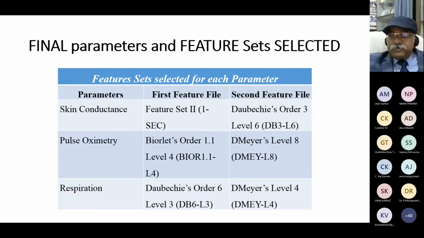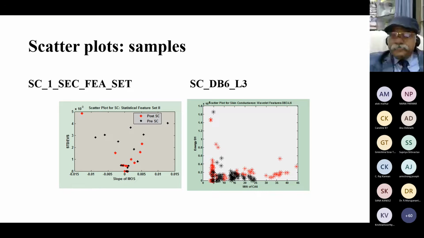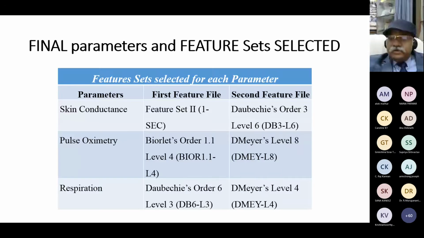For skin conductance, it was feature set 2, 1 second, Daubechies order 3, level 6 that worked well. Then pulse oximetry, Bartlett order 1.1, then level 4, Demeyer level 8, then respiration signal, Daubechies order 6, Demeyer level 4. So this is the kind of final selection of features.